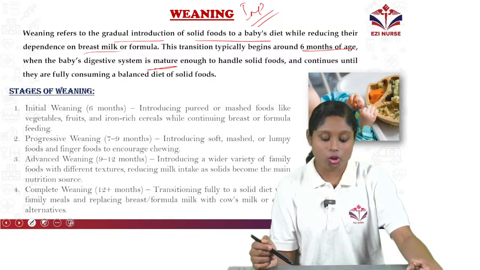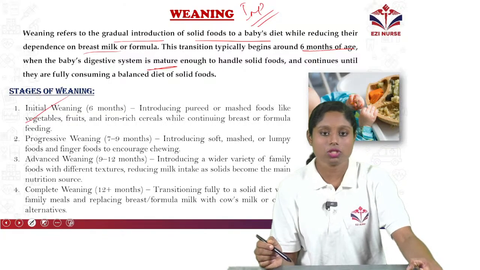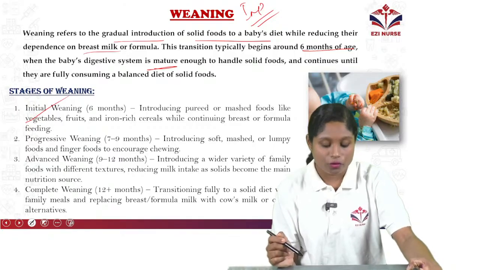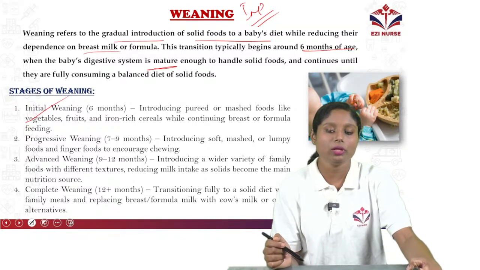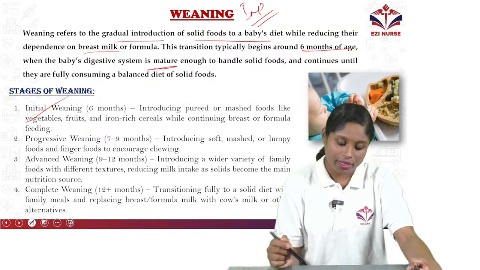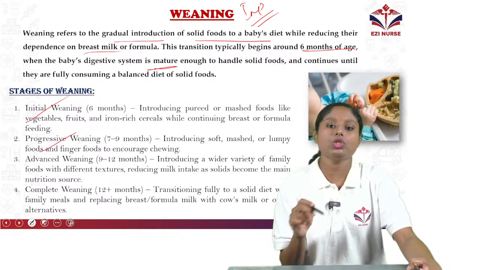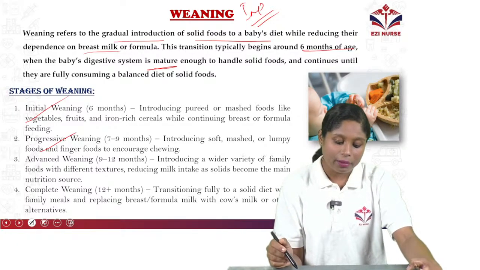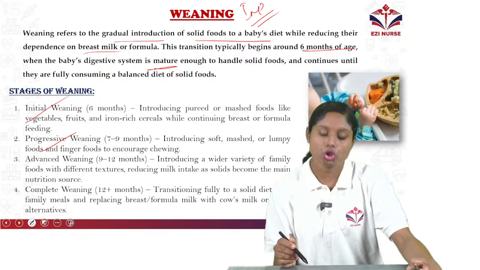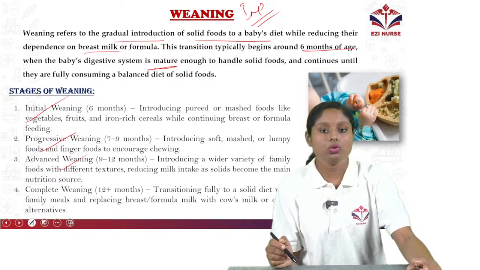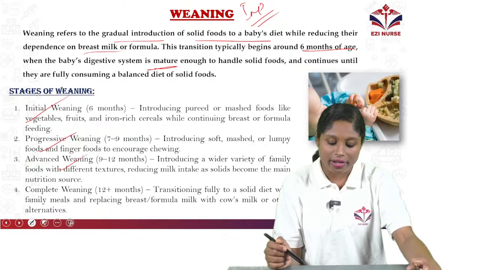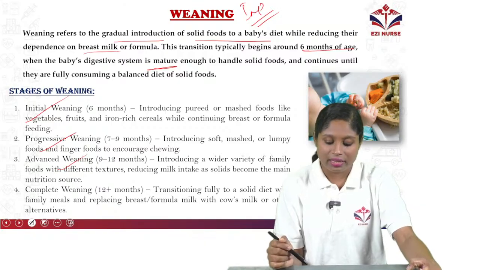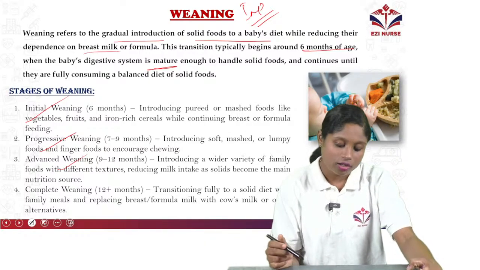Now coming to the stages of weaning. Initial weaning, 6 months: introduce pureed or mashed foods like vegetables, fruits and iron-rich cereals while continuing the breast or formula feeding. Next is progressive weaning, 7 to 9 months: introduce soft, mashed or lumpy foods and finger foods to encourage chewing. Advanced weaning, 9 to 12 months: introduce a wide variety of foods, family foods with different textures, and reduce milk intake as solids become the main nutrition source.